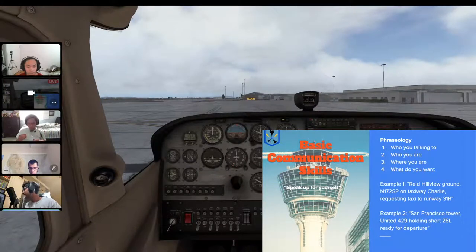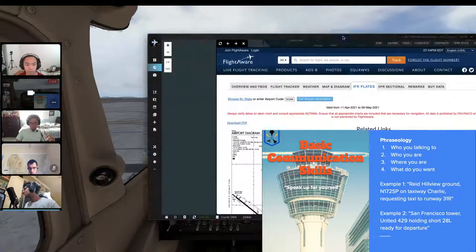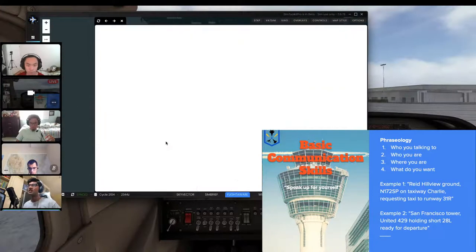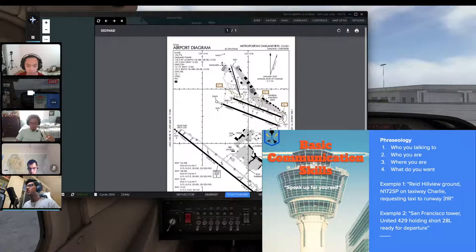Any day now. I suppose something we could do while we're waiting for our clearance is to go over the airport diagram at Oakland Airport, because we kind of need to know where we're going. Obviously, every airport has different sets of taxiways. And let's go ahead and take a look at the charts. So, should click on that. There you go. So this is the chart at Oakland.